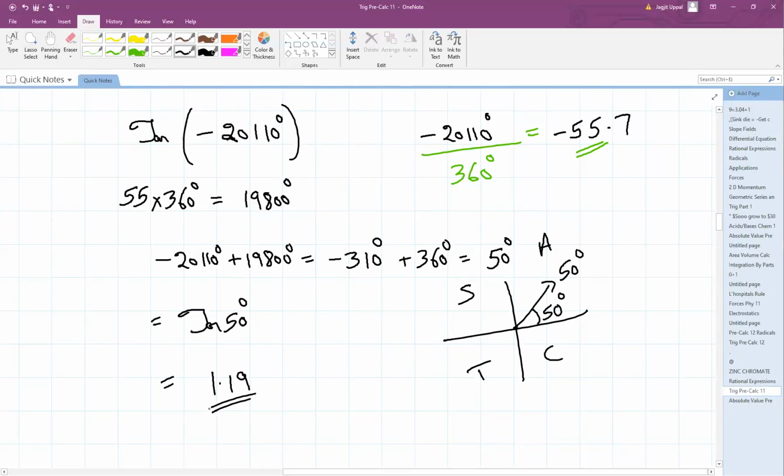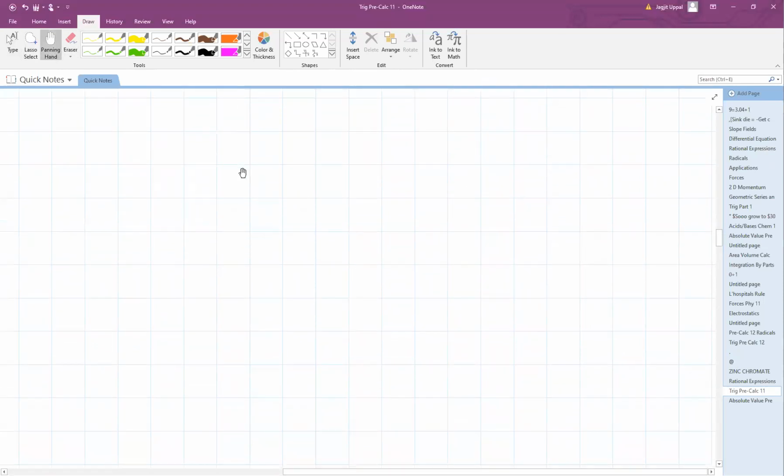So they could give you a question like that. Simple, right? Okay, good. Now they could give you something like this. They could say 2 sine theta plus square root of 3 is equal to 0, and they're going to say find theta if your theta is between 0 and 360.